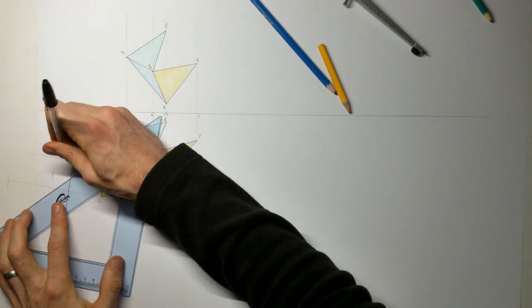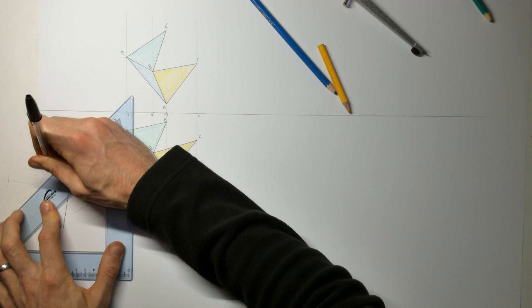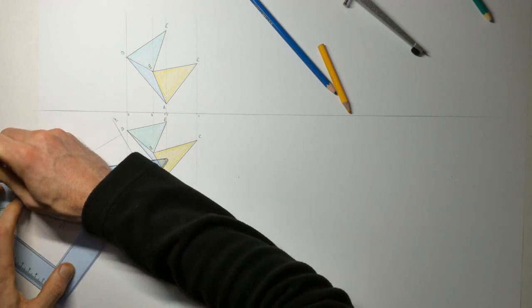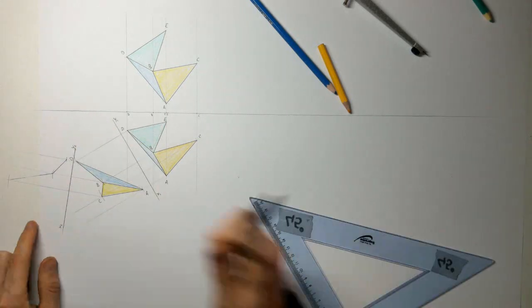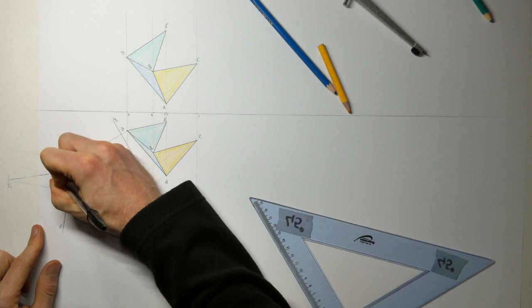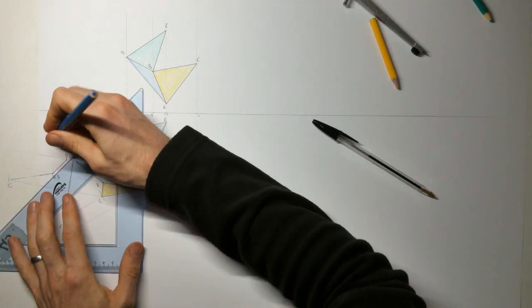Okay, so let's join up those points. So that's my C. Point view of AB, and that's D. Just to add a little colour just to show you.